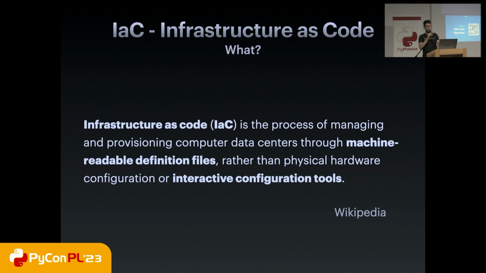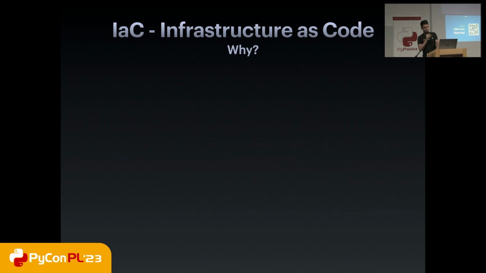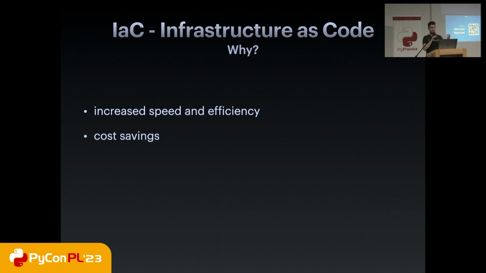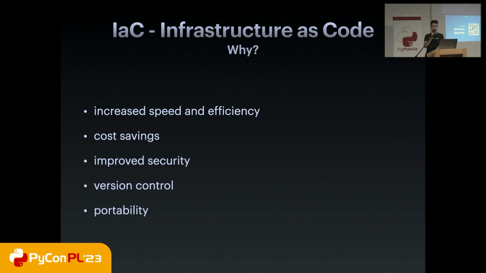Okay, so now we know what infrastructure as code is. Let's think, why do we need that? It's a fancy word, but we should know why. When you Google what the benefits of infrastructure as code are, you can find values such as increased speed and efficiency, cost savings, improved security, version control, and portability. So why can we get all those benefits thanks to infrastructure as code? Because your infrastructure is defined as code.